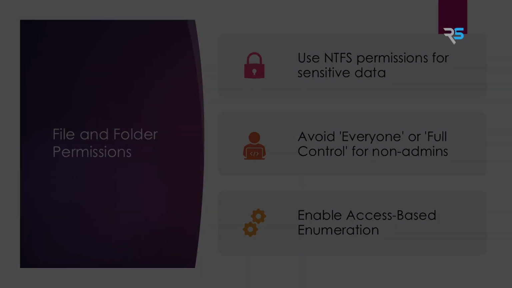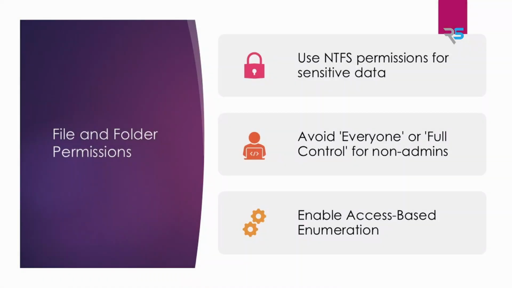Protecting files and folders is one of the most important parts of server security. Always use NTFS permissions for sensitive data, because they give you granular control over who can read, write, or modify files. Never assign broad permissions like Everyone or Full Control to non-administrators. This opens the door for misuse or accidental damage. Finally, enable access-based enumeration. This ensures that users only see the files and folders they are permitted to access, reducing the risk of curiosity-driven snooping or data leaks.